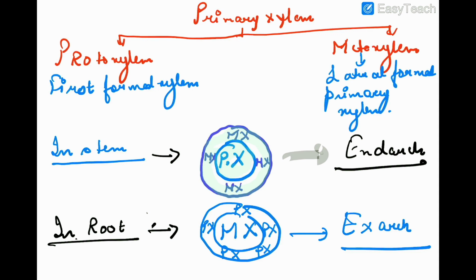Endarch is seen in stem and exarch is seen in root. In endarch, protoxylem lies toward the center, metaxylem towards the periphery. In exarch, metaxylem lies toward the center and protoxylem towards the periphery. Now let us talk about phloem.